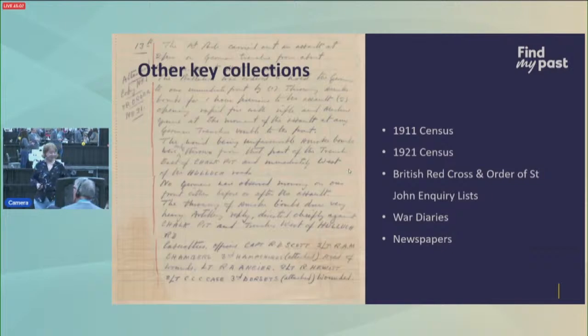Other key collections that you want to look at. The 1911 census, we already mentioned a little bit, but we also want to think about the 1921 census, which of course covers the family after the war. We want to think about the British Red Cross and Order of the St. John Inquiry List, war diaries, and newspapers. Those are all super important.